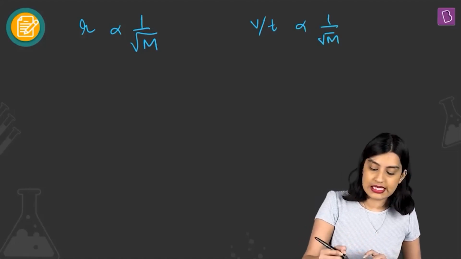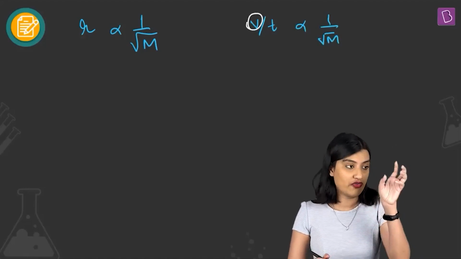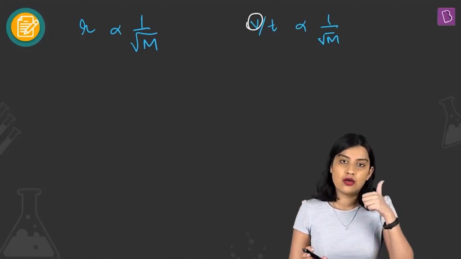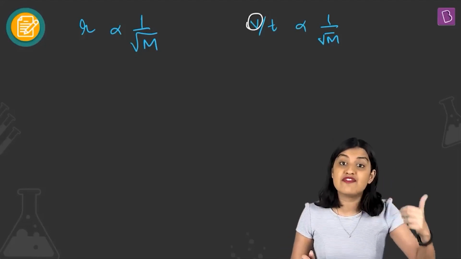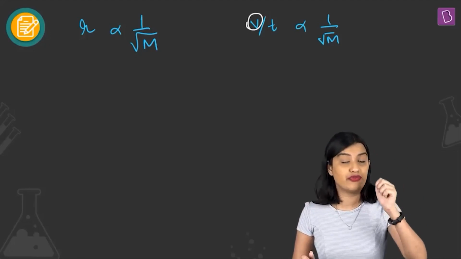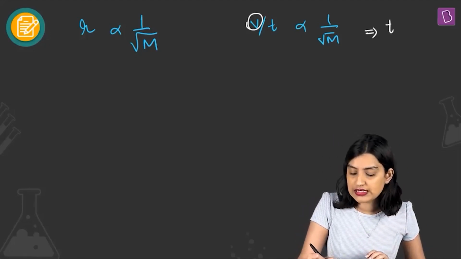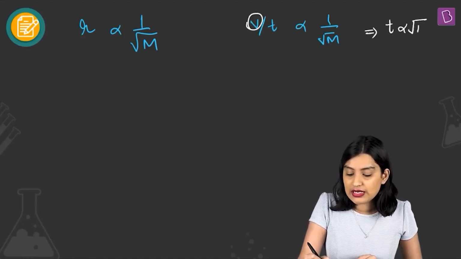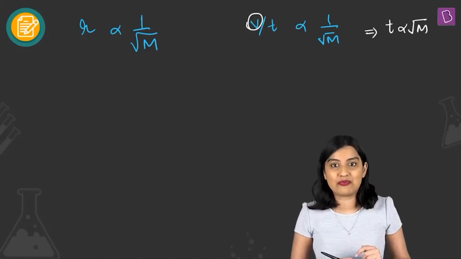Volume is going to be the same. They have said in the question that the same volume of hydrogen and the ozonized oxygen mixture. So substance 1 versus substance 2, the same volume has effused in different amounts of time. So volume becomes constant, which means I can now say that the time taken for that given effusion is going to be directly proportional to root m. And we're going to use this form.